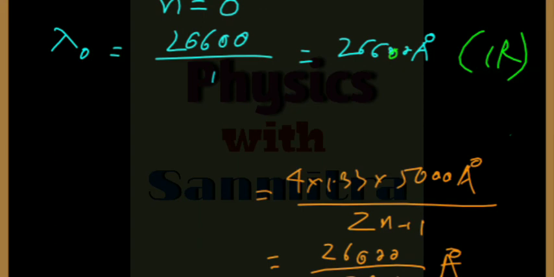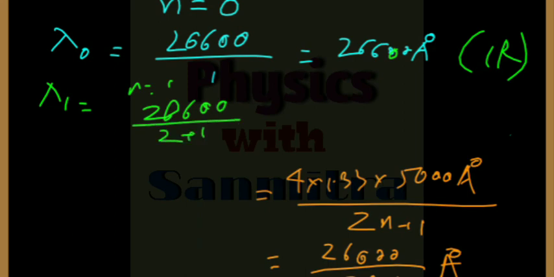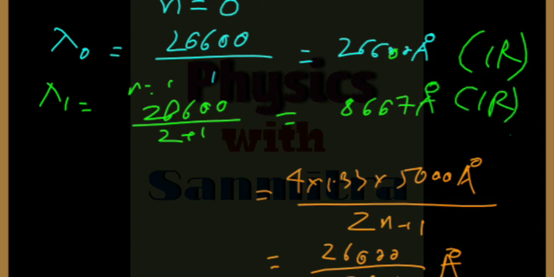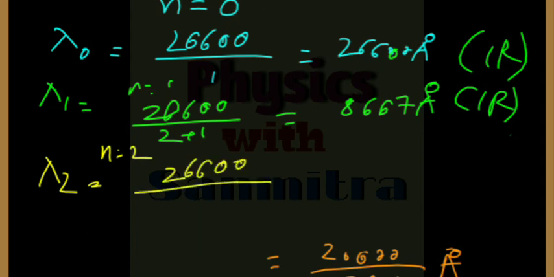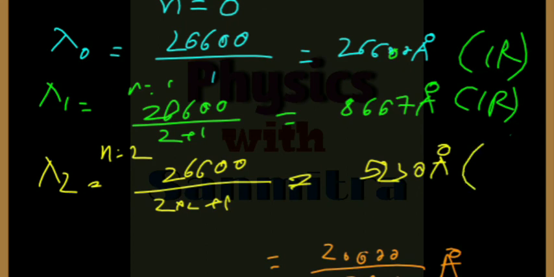What is lambda 1? Let's say n is equal to 1. 26600 divided by 2 plus 1, that is 26600 divided by 3, 8867 Armstrong. This also belongs to IR. Now the next one, lambda 2, n is equal to 2: 26600 divided by 2 into 2 plus 1, divided by 5, so I can say this is 5320 Armstrong. This actually belongs to the visible region, VIS.